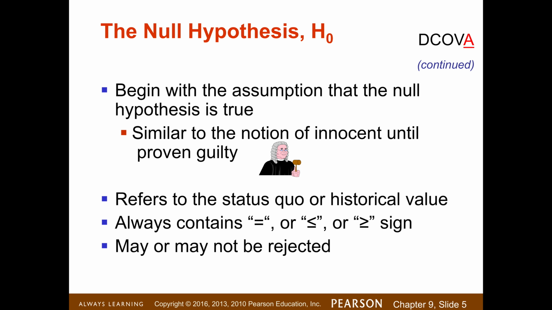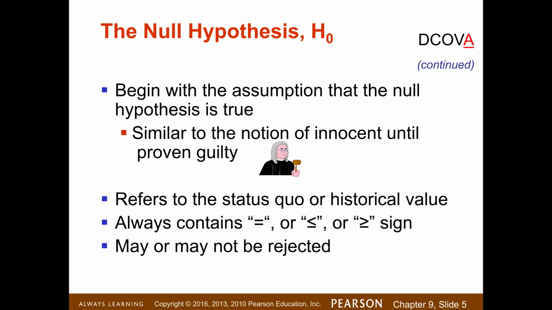Guys, the null hypothesis, again, H sub 0, begins kind of with the assumption that the null is true. Kind of like what we hope when there's a jury trial, right? I don't know if that's always true, but you hope that the person is assumed innocent until they are proven guilty. So we kind of assume that the null hypothesis is true until there's evidence that emerges to indicate otherwise.